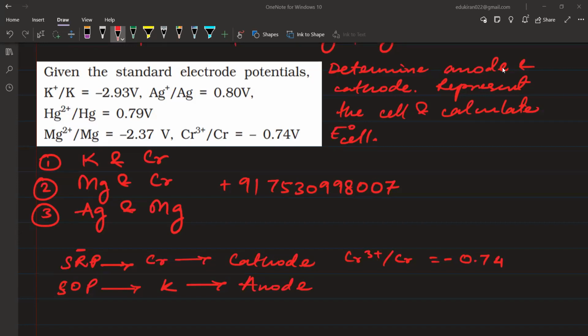Tell me. How should I write? Potassium कैसे लिखेंगे हम? K to K plus. Very good. And what will be the volt for this? For potassium? 2.93 volt. Plus or minus? Plus. 2.93 volts. And E naught cell will be? Add both of these things. 2.93 plus minus 0.74. So plus minus will be minus and you will get 2.19.